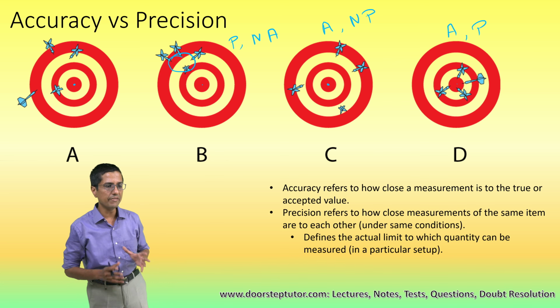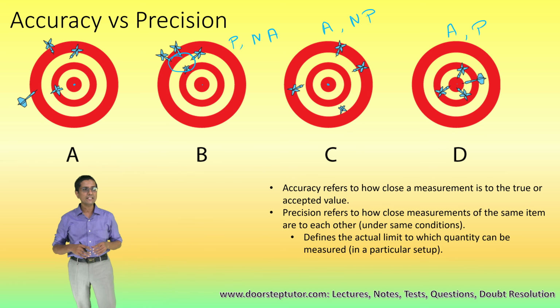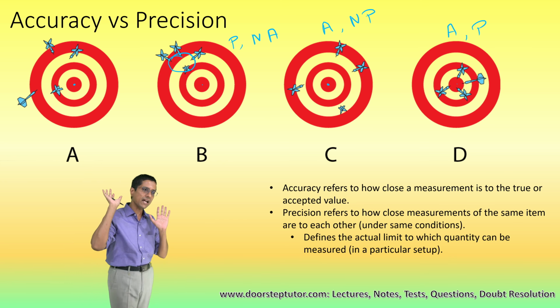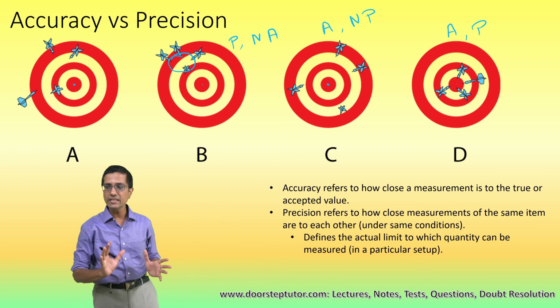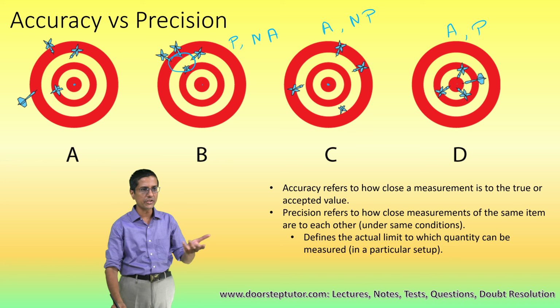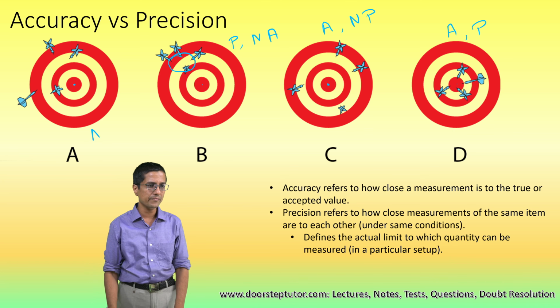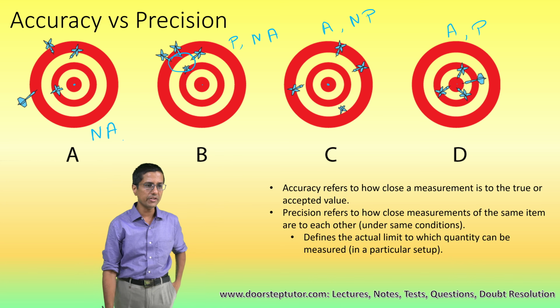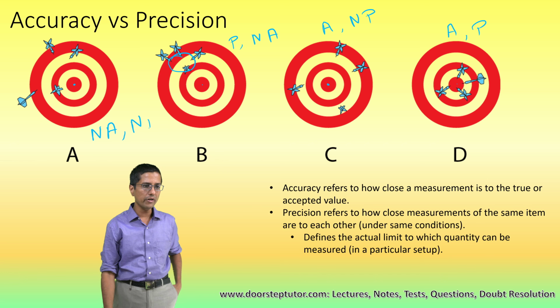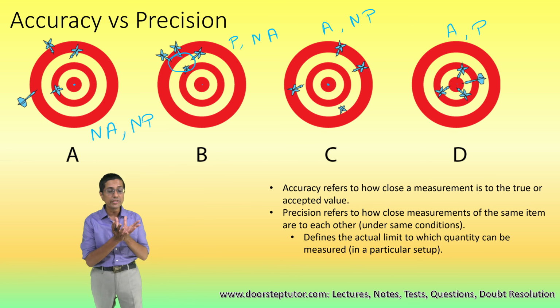And in the very first example, A, all the 4 darts are very far from each other, as well as all on one side of the center, which means their average would be incorrect. So this measurement is not accurate, and they are also very far apart, and therefore his measurement is not precise either. That is a very important distinction between precision and accuracy.